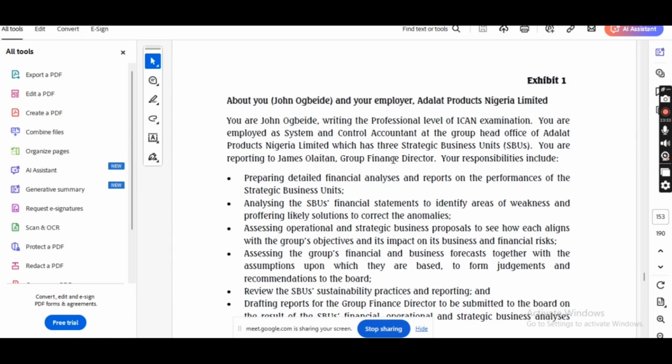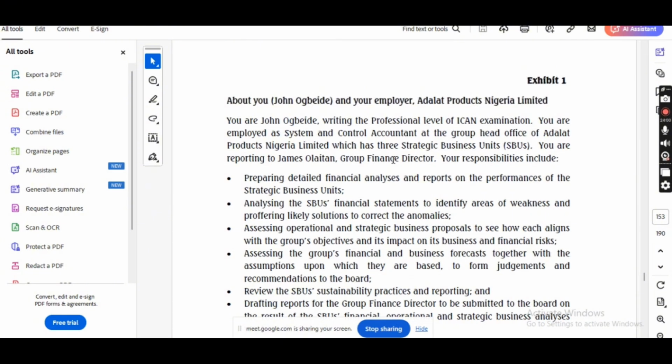You are John, already writing the professional level of examination. You are an assistant at the group head office of Nigeria Limited, which has 3 strategic business units. Now you can see you are being employed as who? As a systems and control accountant.